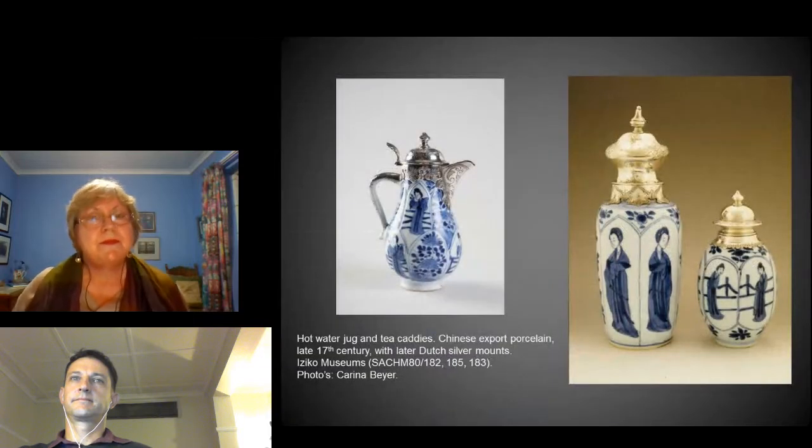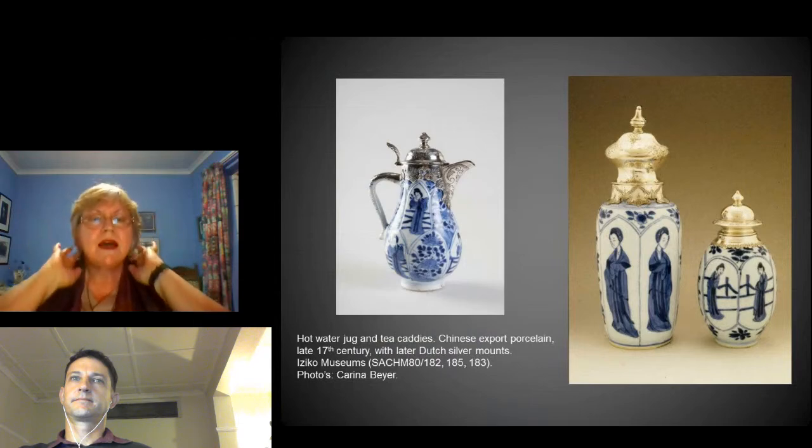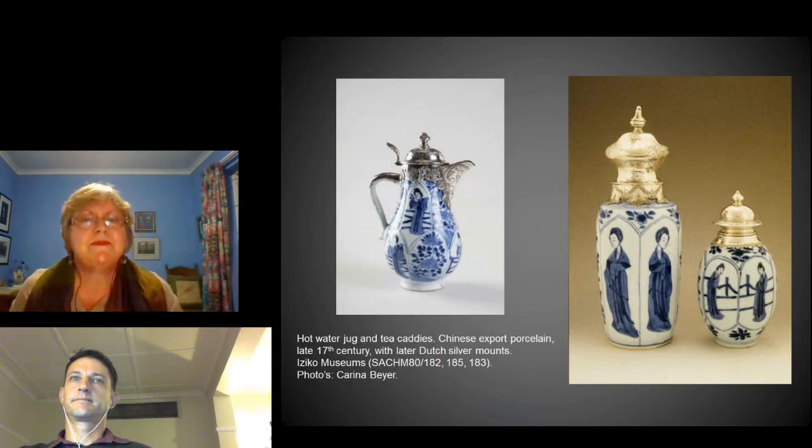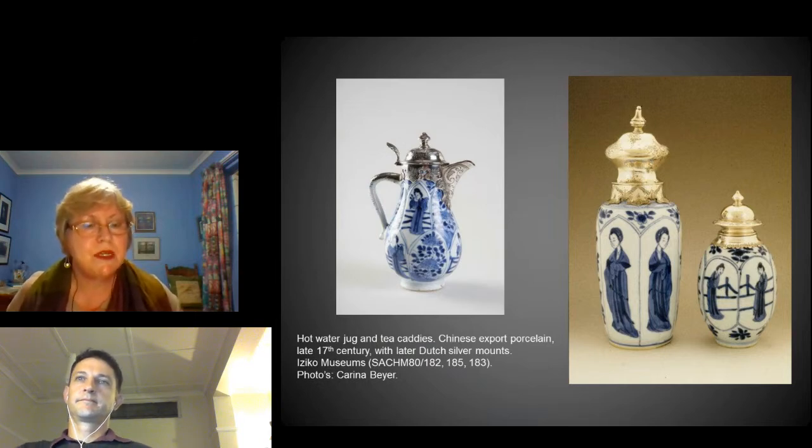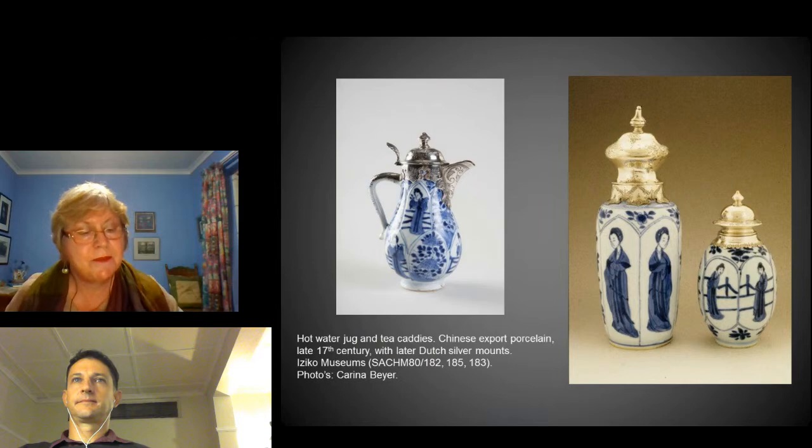Then we look at the lovely blue and white tea caddies and the hot water jug that I have selected here for you to enjoy. And they are from that wonderful period in Chinese porcelain production, the period of Kangxi, the Emperor Kangxi. Very, very beautiful white-bodied porcelain with the underglazed blue patterns.